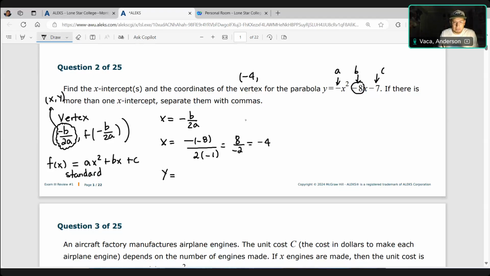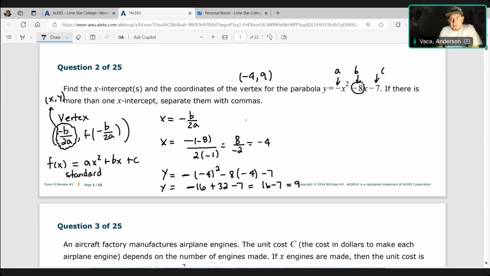y is going to be equal to negative x squared minus 8x minus 7. So that's negative 4 squared minus 8 times negative 4 minus 7. That is equal to negative 16. Why do I say that? Negative 4 squared is 16, and there's the negative on the outside. Negative times a negative is positive 32, minus 7. So that will be negative 16 plus 32 minus 7, which is equal to 9. So the vertex will be at (-4, 9).